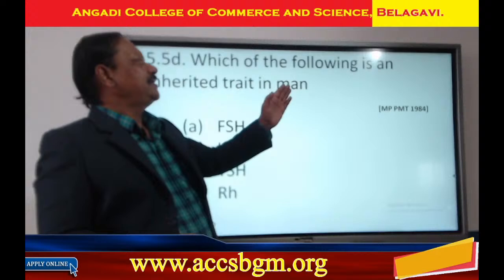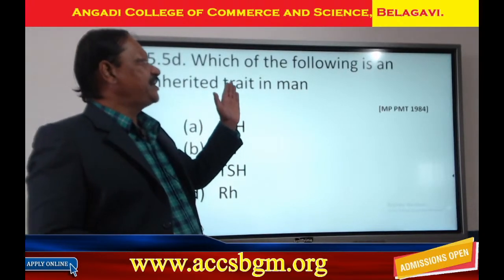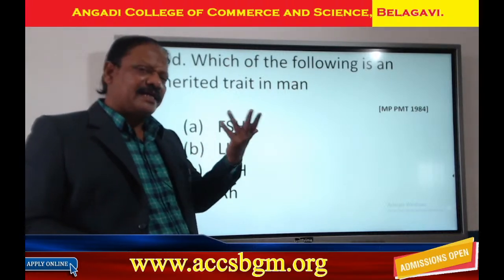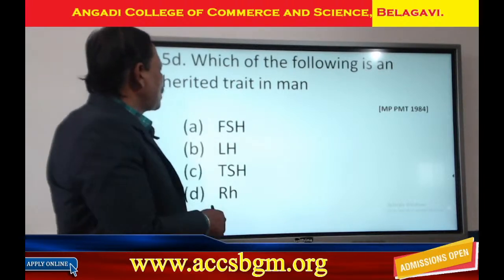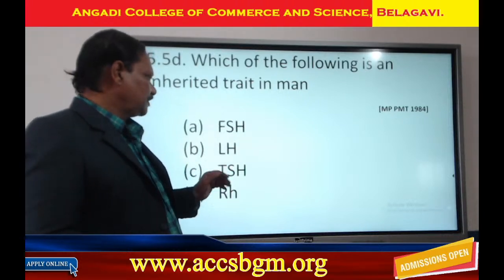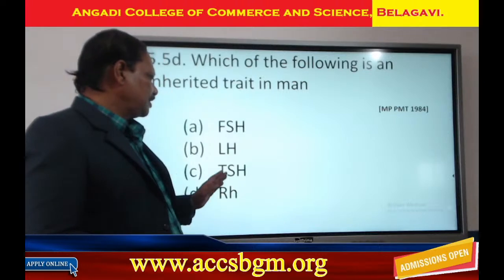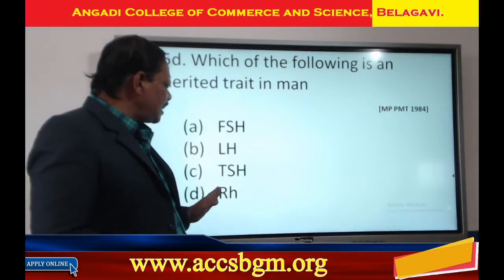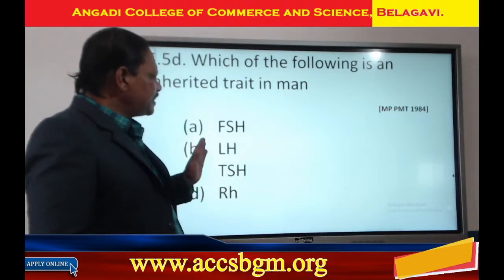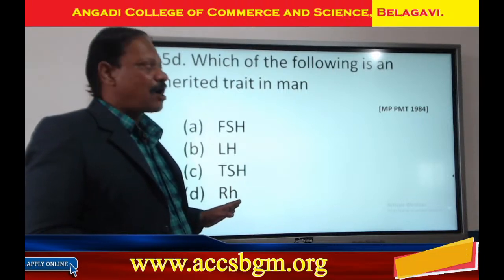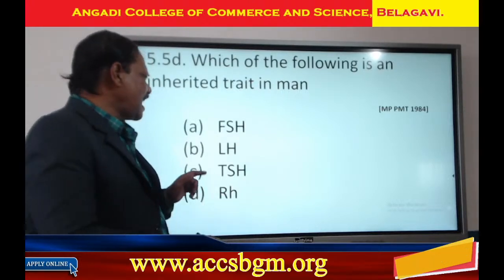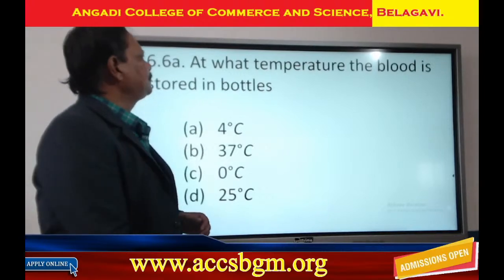Which of the following is an inherited trait in man? Inherited character in man. Trait is nothing but a character. So, we'll see here the options. FSH, follicle stimulating hormone. LH, luteinizing hormone. TSH, and finally that is the RH. RH is rhesus factor. And actually, inheritance of rhesus factor you people are observing in man. So, option D is the right answer, that is RH. We'll move to the next.